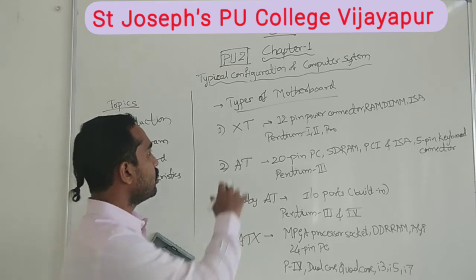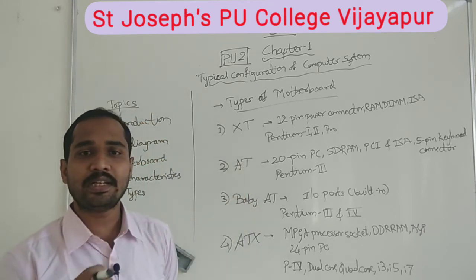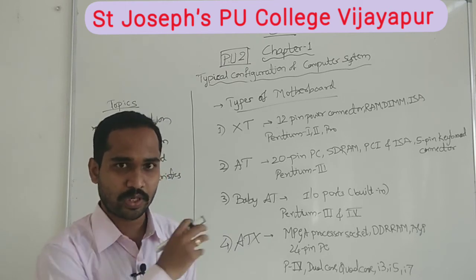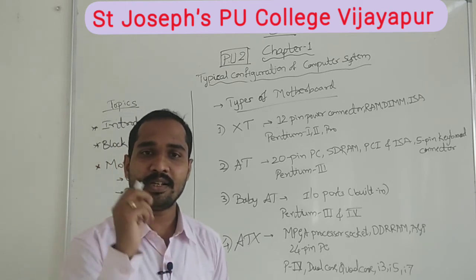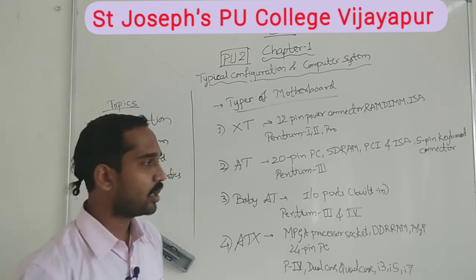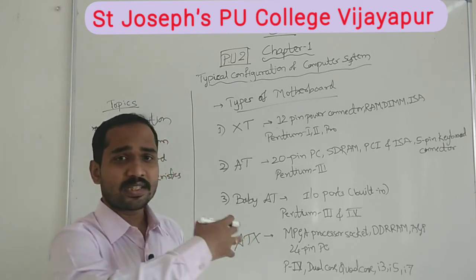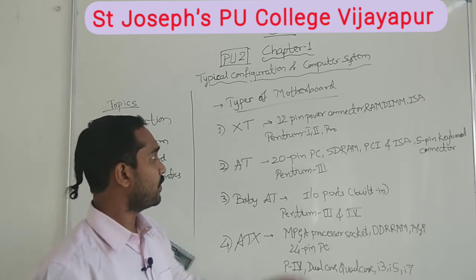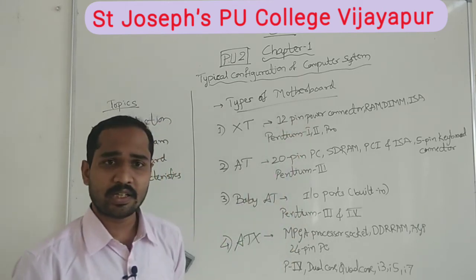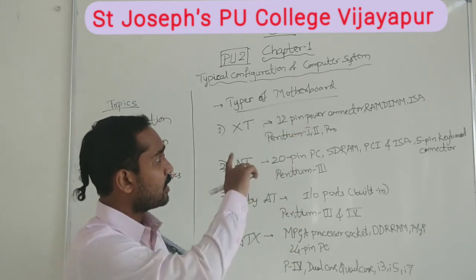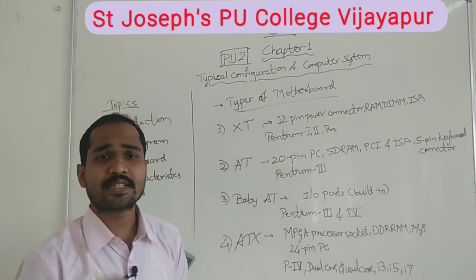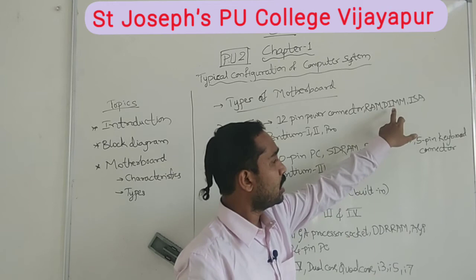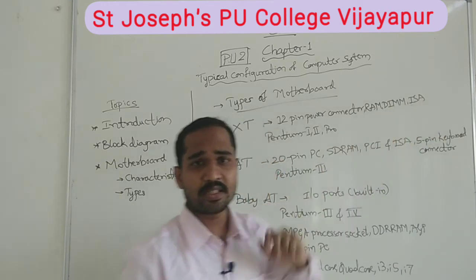So what is XT? Extended Technology Motherboard. You have to write this full form for everything. It is the Extended Technology Motherboard. This was for the old models, old model motherboards where only a 12-pin power connector was there, and RAM, DIMM and ISA slots were there. RAM, you know, random access memory, dual in-line memory module and Industry Standard Architecture.